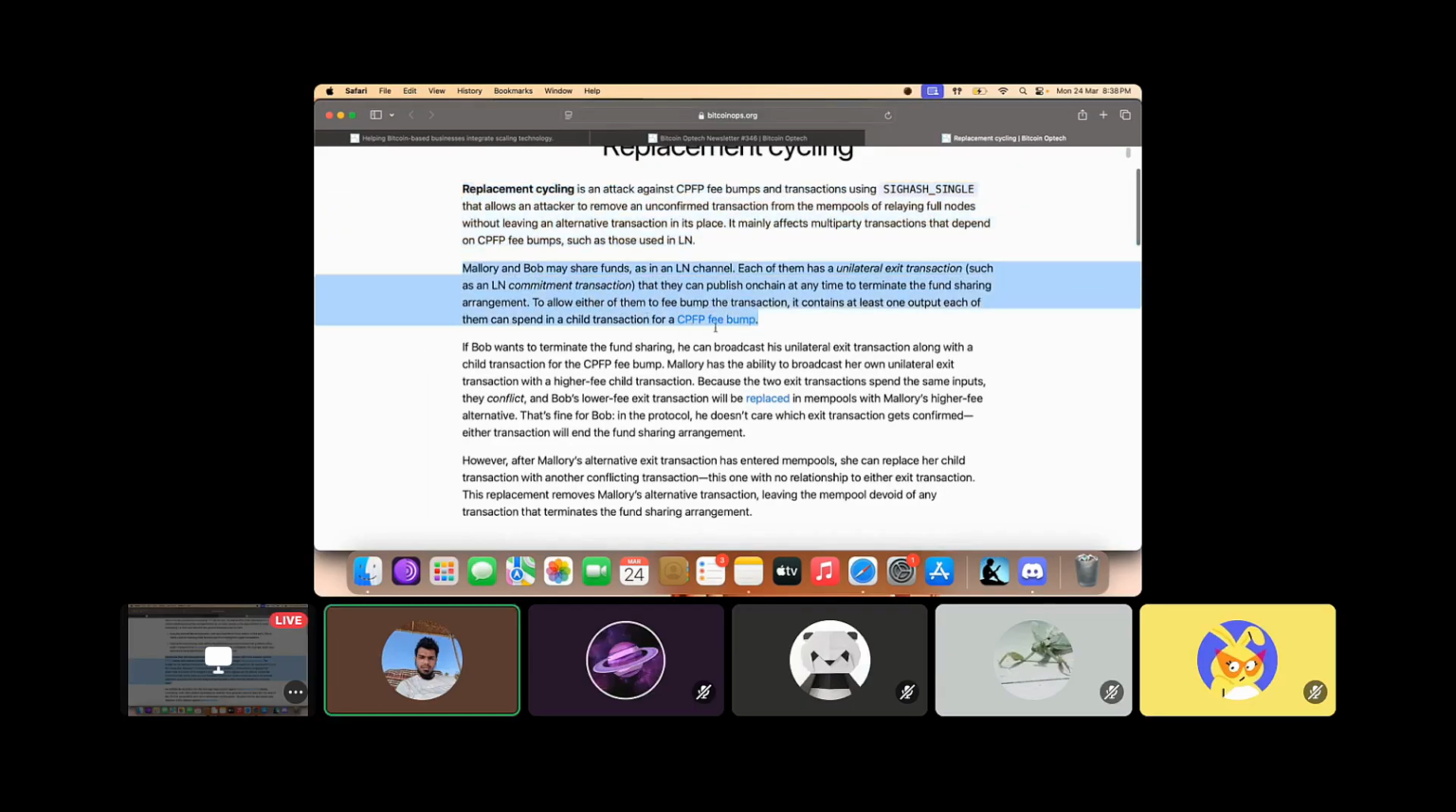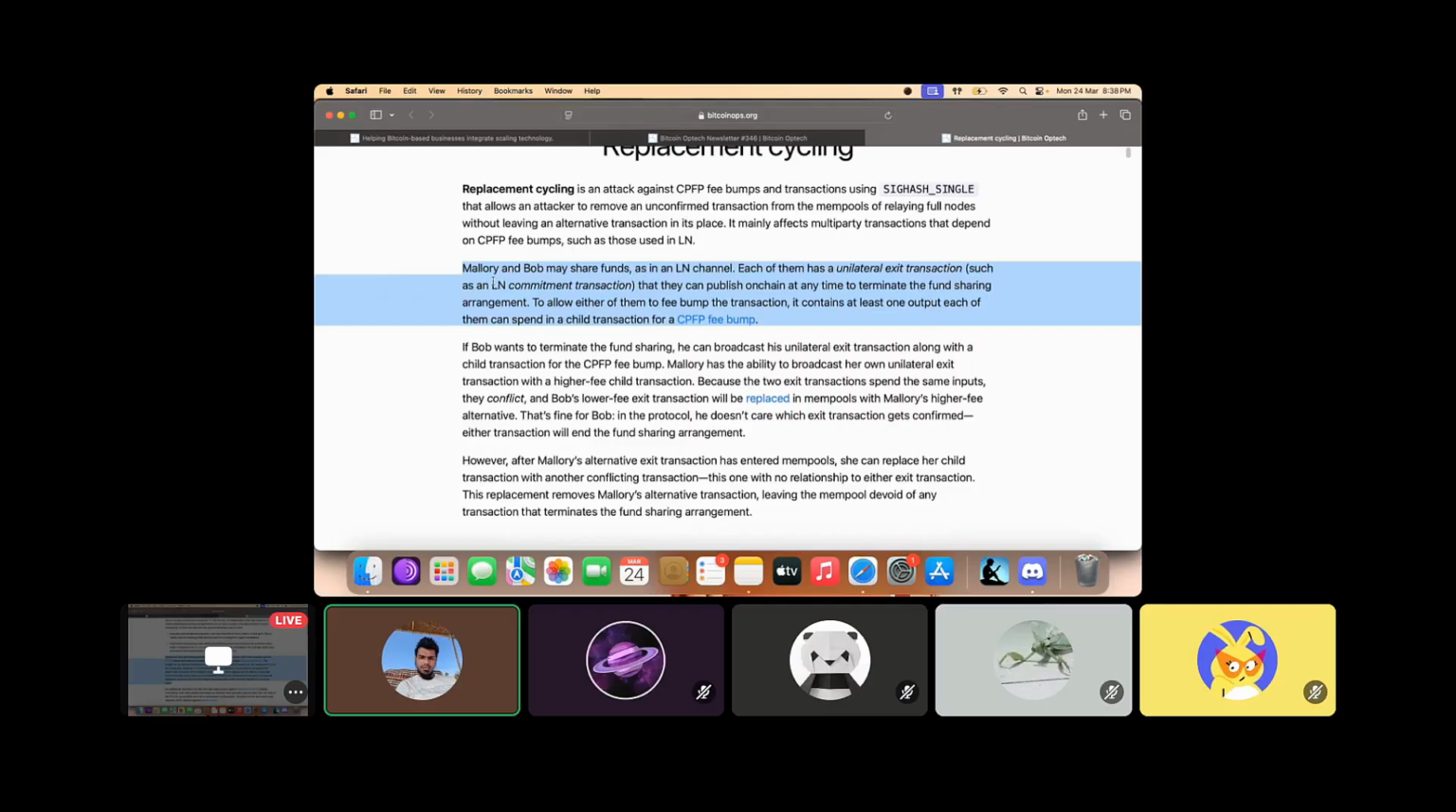So let's say Mallory and Bob share funds in an LN channel. Let's assume there's a lightning channel between Mallory and Bob. Each of them has a unilateral exit transaction. As we have discussed, there are two versions of the commitment transactions. Each party in the lightning network has its own version of the commitment transaction. The amount of sats that the beneficiaries get is the same. It's just the settlement mechanism that is different. It's just how the time locks are triggered that is different.